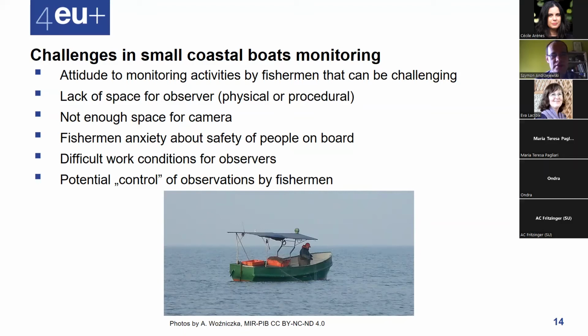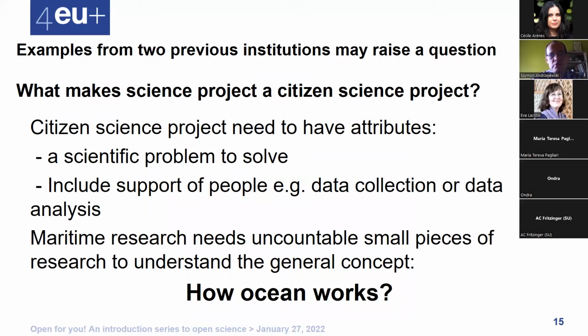So the examples of those two previous institutions may raise a question: what makes a science project a citizen science project? Definitely, a citizen science project needs to have two attributes. First, a scientific problem to solve, and then it includes support of people, for example, data collection or data analysis. So these are two aspects or attributes that need to be together.